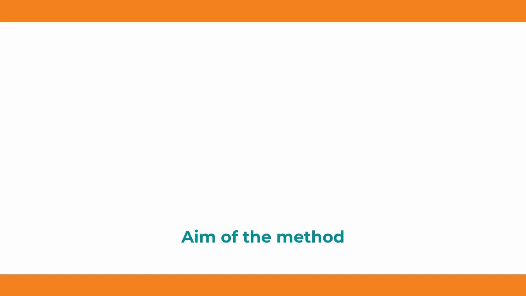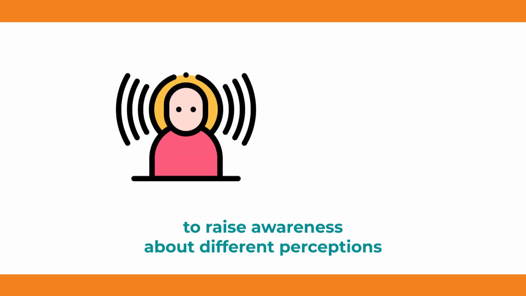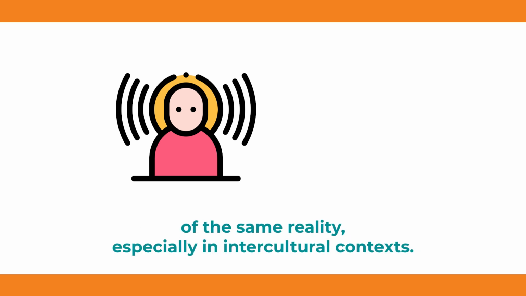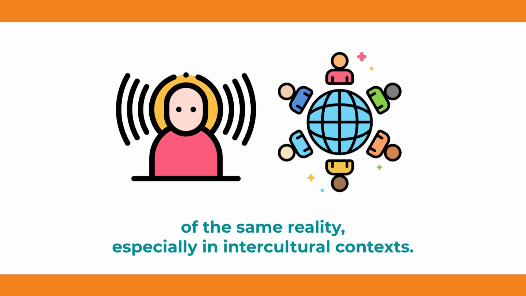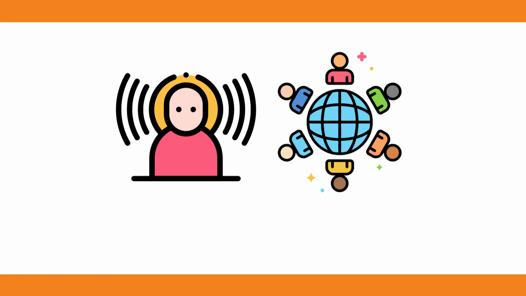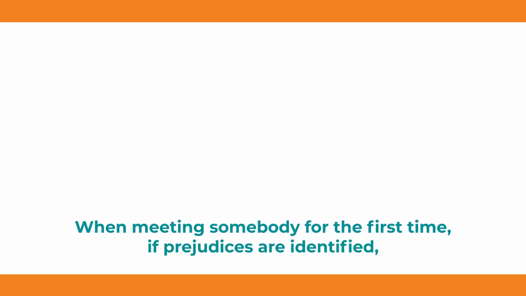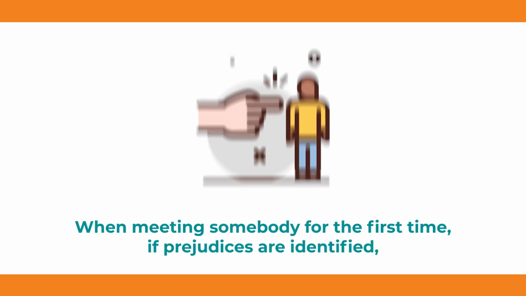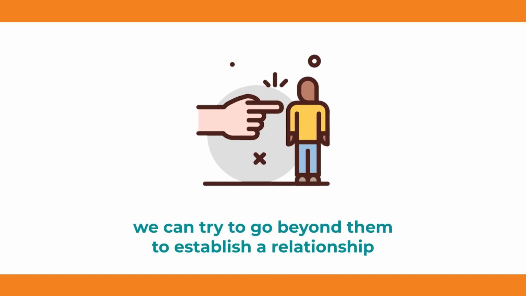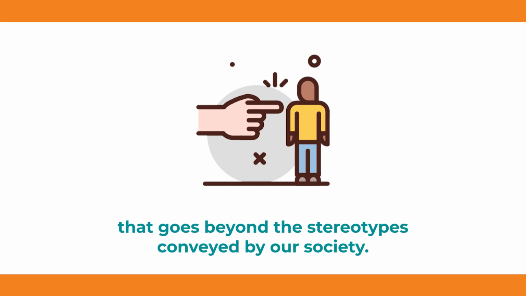Aim of the method: to raise awareness about different perceptions of the same reality, especially in intercultural contexts. Learning outcome: when meeting somebody for the first time, if prejudices are identified, we can try to go beyond them to establish a relationship that goes beyond the stereotypes conveyed by our society.